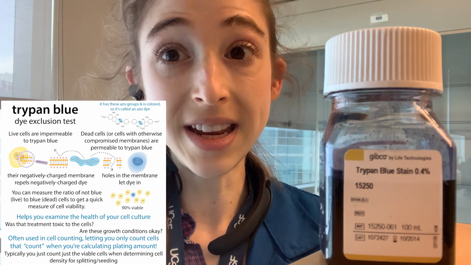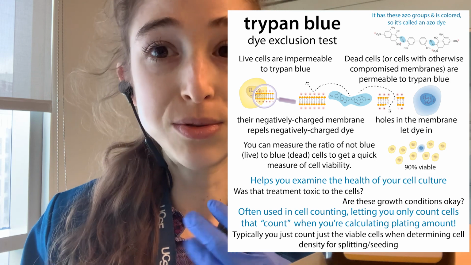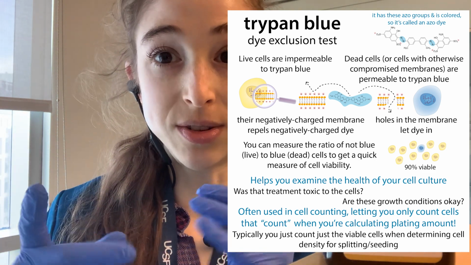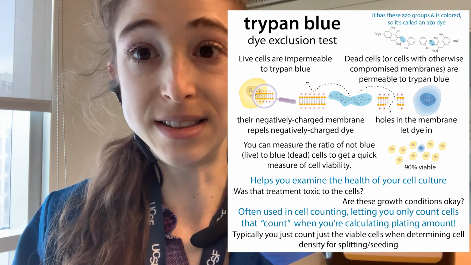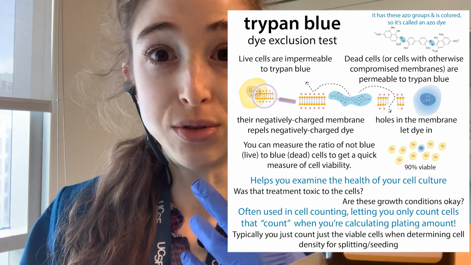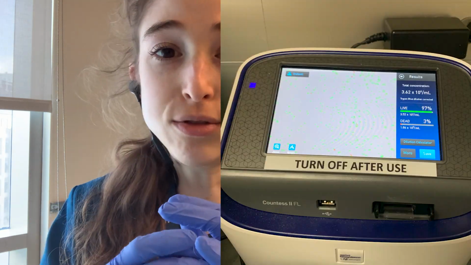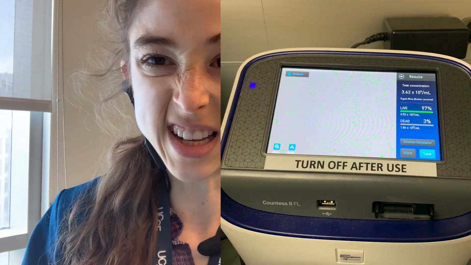So Trypan blue stain is a stain that we can use to look and see what proportion of cells are viable. So which of them are alive and which of them are dead. And it's really useful if we're trying to do cell counting, where we basically count how many cells are in a solution so we know how to plate them and things like this.